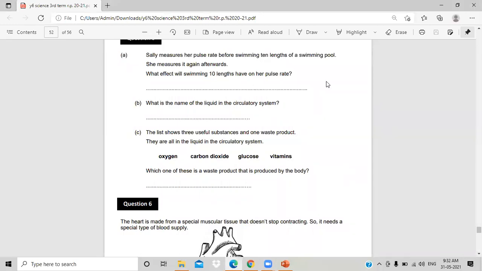What effect will swimming 10 lengths have on her pulse rate? This is something that we already took in the first trimester. How will this affect her pulse rate? Limar, what happens when she plays any type of sports? Pulse rate will be higher. Increase. Her heart will be faster. So yes, pulse rate will increase, right?